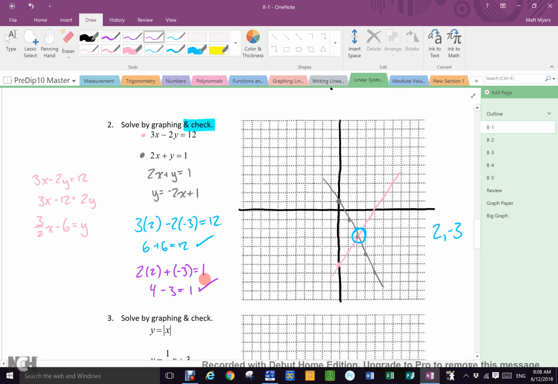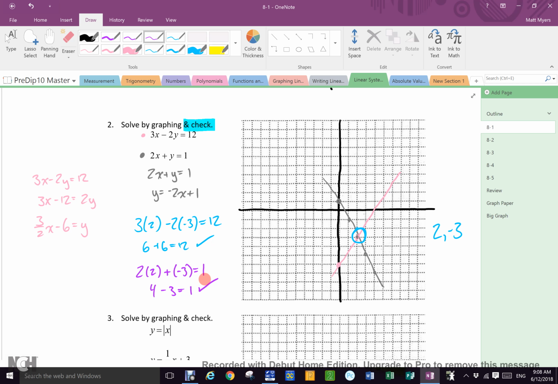When you have an answer, pretend you're a shark. Dun dun dun dun dun. What is the answer? 2, negative 3. Why should everyone have been able to tell me an answer? Because you checked it. Every single question in this entire unit, there is no reason to give me a wrong answer, is there?